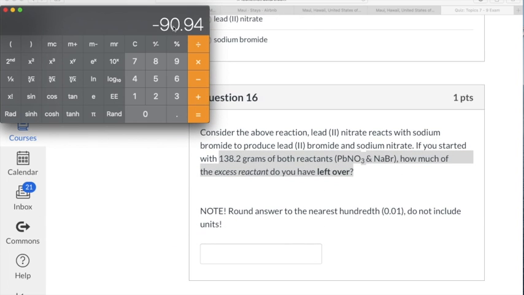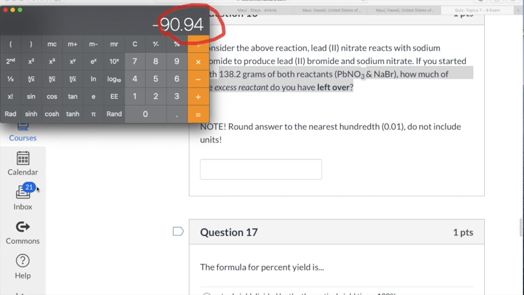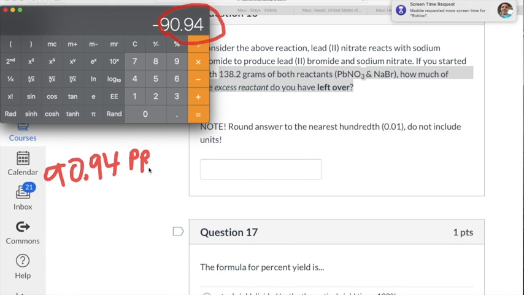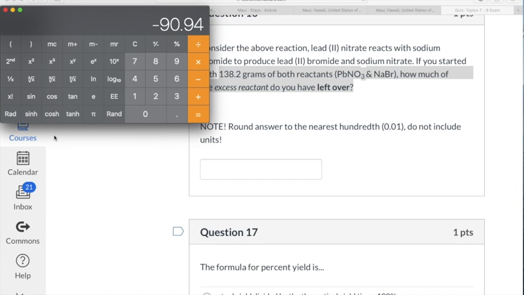Okay, so now we can do our last stoichiometry equation on this one, which is taking this many grams, which is the excess that I have, and then figure out how much product I would have made, and figure out how much of my excess reactant I have left over. So 90.94 of my product, PbBr2.